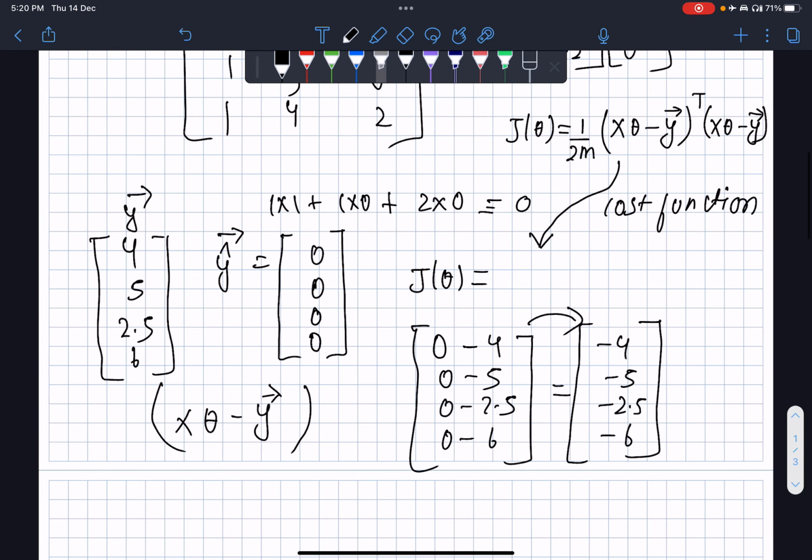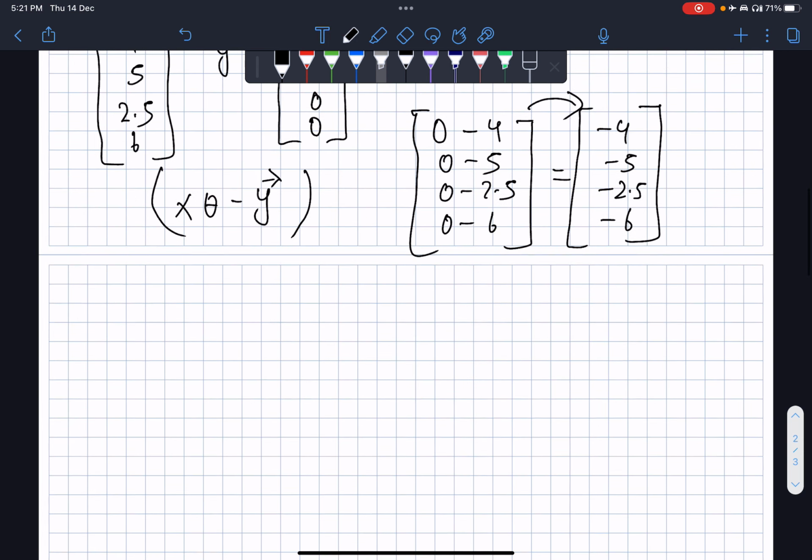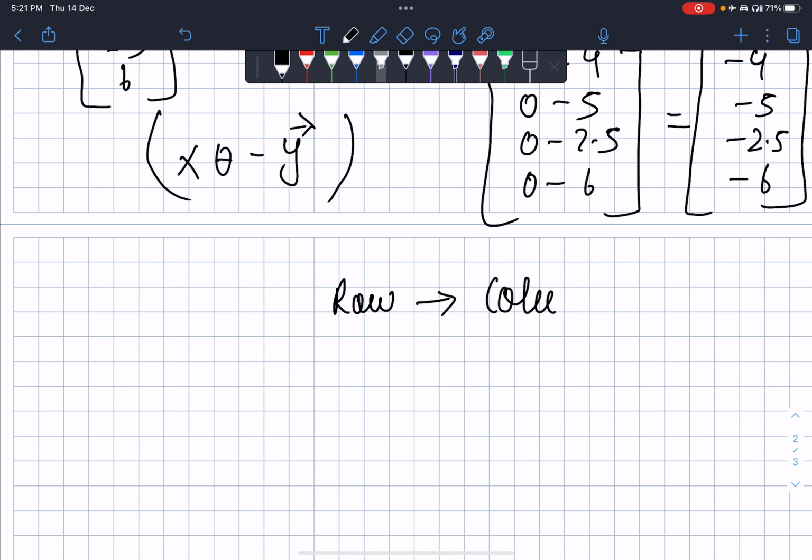Okay, let's see what is being done here. The value here and the value here are the same, but the difference is that this one is transposed. So what is a transpose of a matrix? It means changing rows into columns and columns into rows.